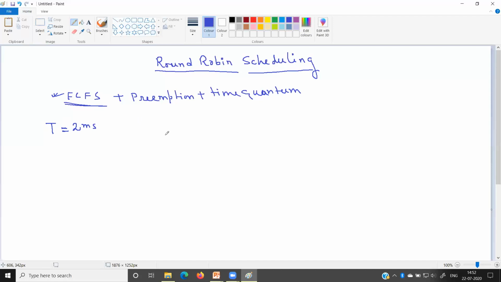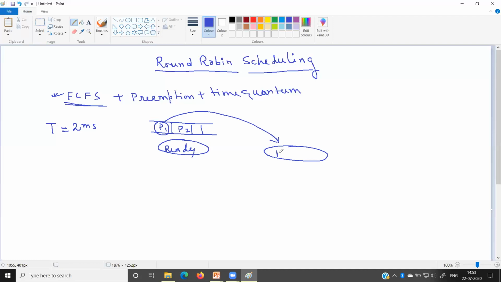Now, for example, let us say this is my ready state and ready queue is associated with it, and inside the ready queue there are two processes P1 and P2. Now P1 is inserted first and then P2. So scheduler will select P1 first and that P1 will be assigned to the running state for the execution.